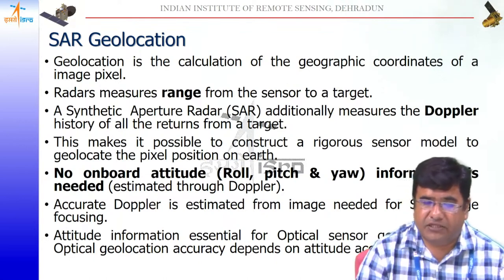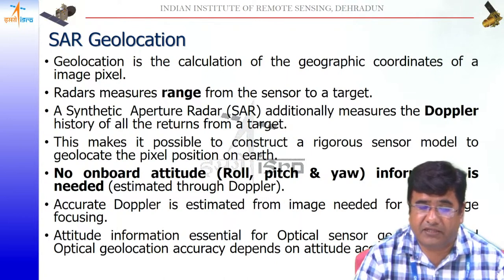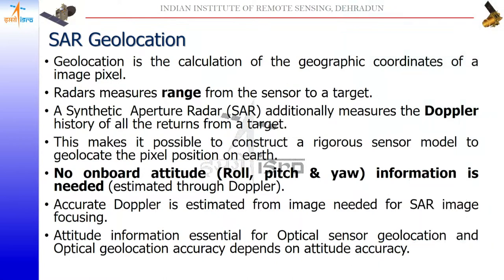Next is the SAR geolocation. So what is the geolocation? Geolocation is the calculation of the geographical coordinates of an image pixel. Radar measures the range from the sensor to the target. A synthetic aperture radar additionally measures the Doppler history of all the return targets. This makes it possible to construct a rigorous sensor model to geolocate the pixel position on Earth. No onboard attitude is required for the geolocation in the SAR case.